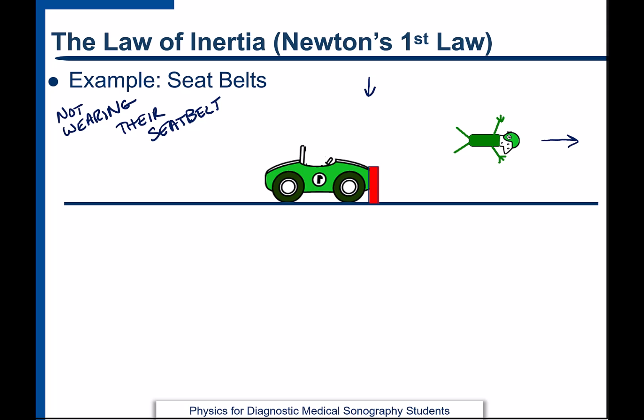And before the advent of seatbelts, this actually used to happen quite frequently in front-end collisions. People would go out through the windshield when the car stopped, but they needed to keep going.